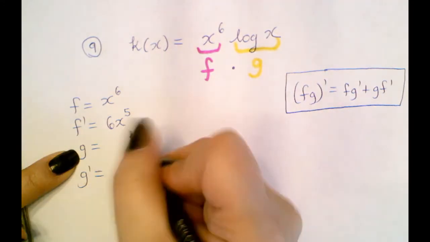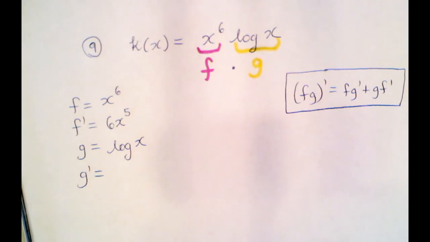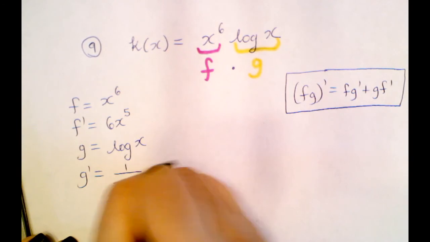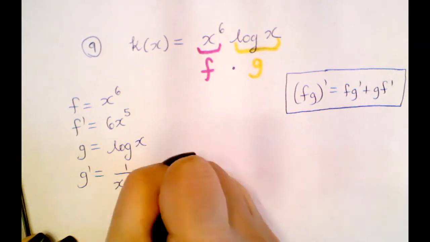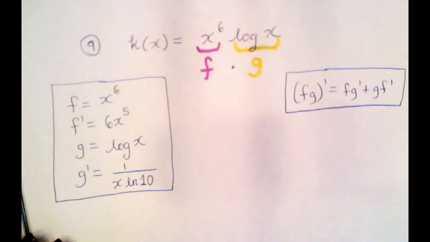Now g is log x. And now we did this one. We took the derivative of log base x somewhere, and that was example number 3. And that was simply 1 over x times natural log of 10. Remembering things that we did before makes our work a little bit easier. So let's put everything together.